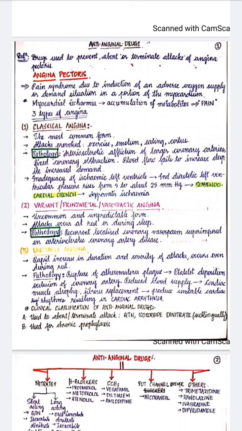There are three types of angina. First is the classical variety. This is the most common form and attacks are provoked by exercise, emotion, eating and coitus.